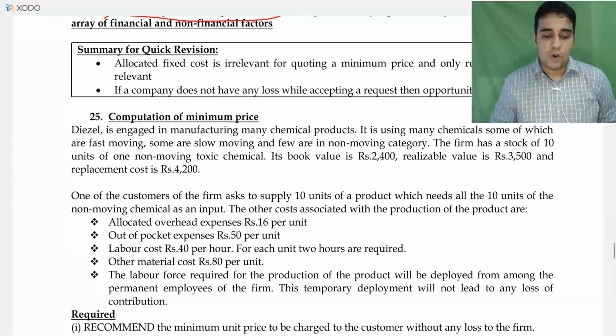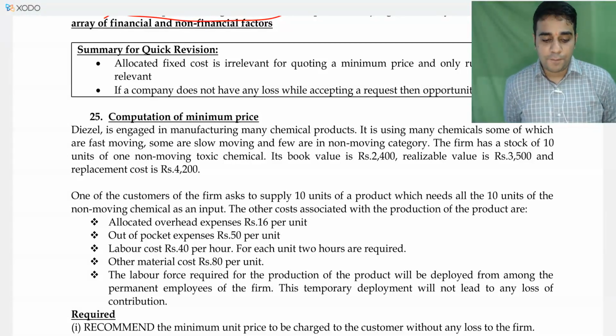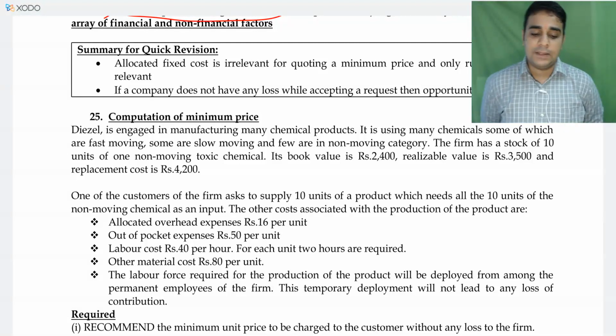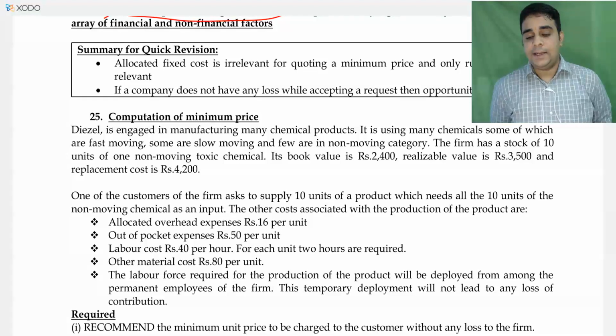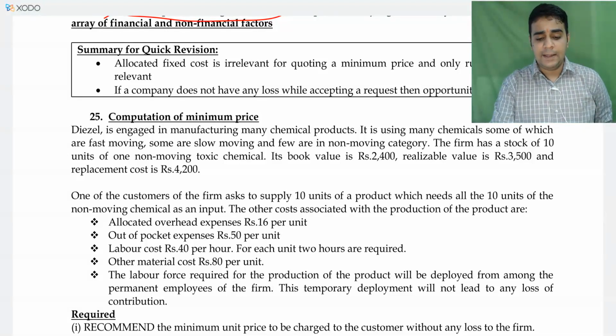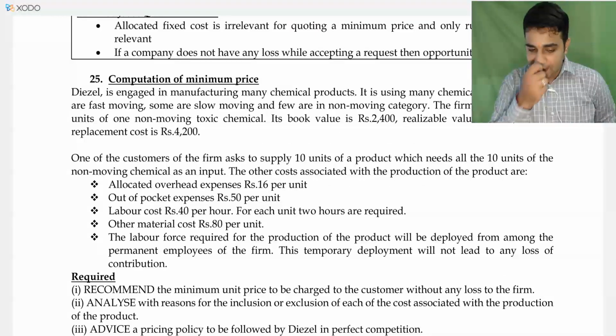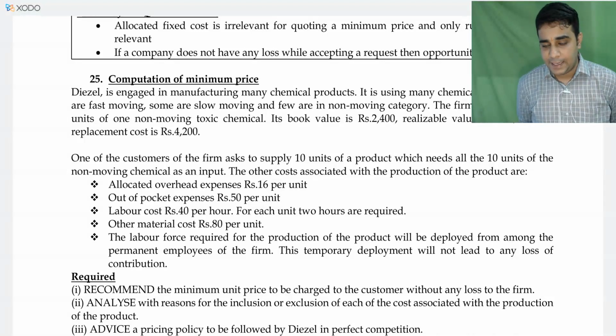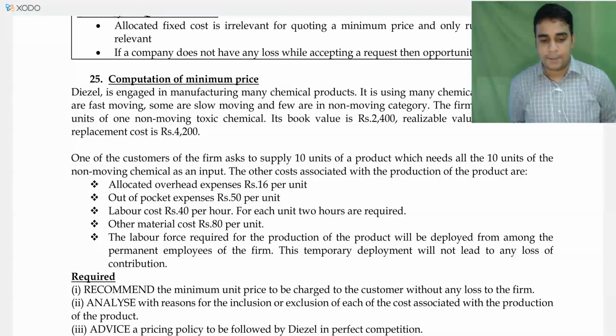Other cost, overhead expenses, out of pocket expenses, labor cost, other material costs, labor force required will be deployed from among the permanent employees. The temporary deployment will not lead to any loss of contribution. Recommend the minimum price to be charged. Analyze with reason for the inclusion or exclusion of each of the cost. Advise the pricing policy to be followed in perfect competition. Go through the question.